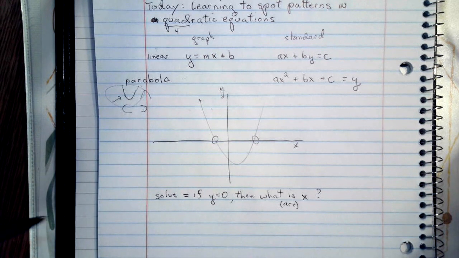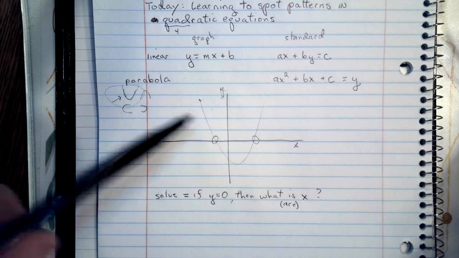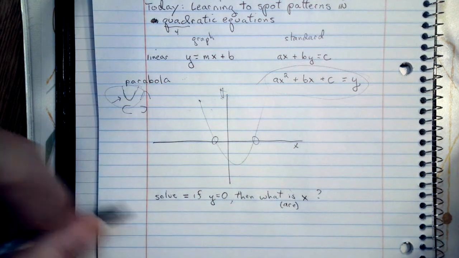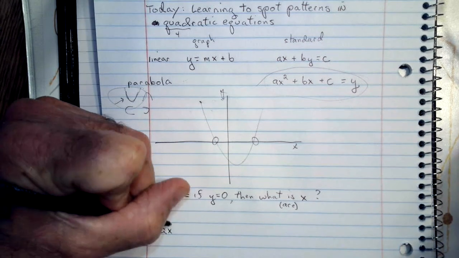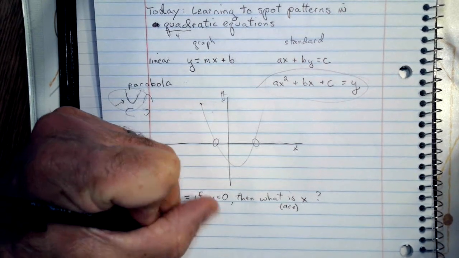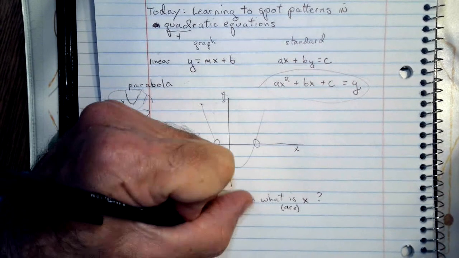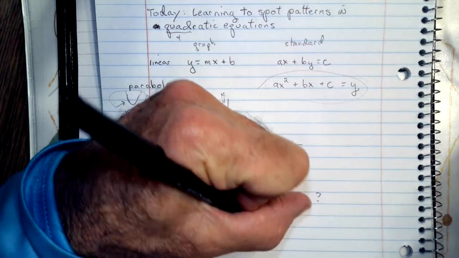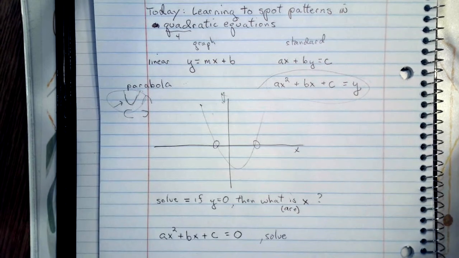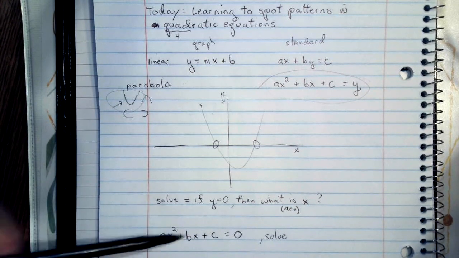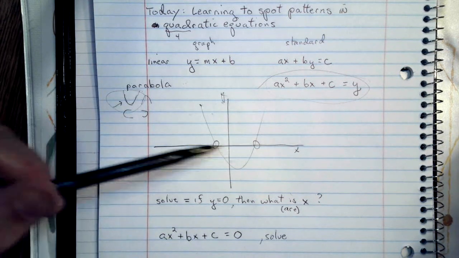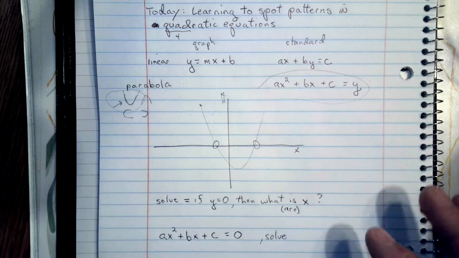You will generally not see this for a couple of months. What you will see is ax squared plus bx plus c equals 0, and then you'll see an instruction that says solve. What I mean by that is this is a parabola where y is 0. So I've got two spots. But is it two, you ask yourself? The answer is no, it isn't.